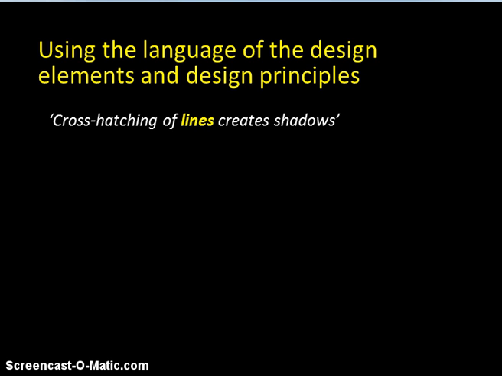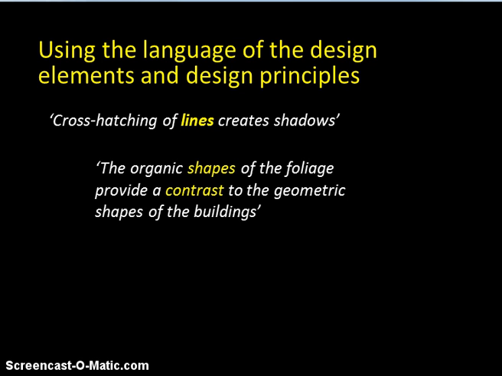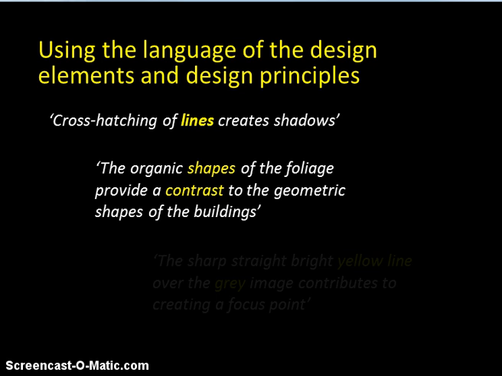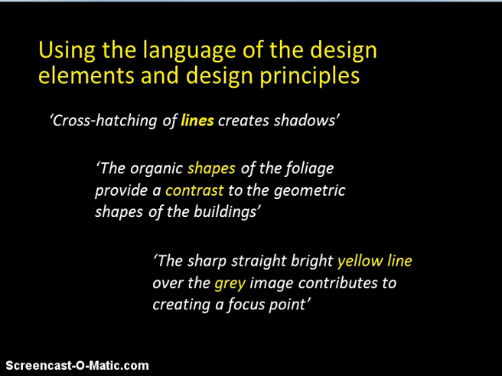Here's an example. Cross-hatching of lines creates shadows. The organic shapes of the foliage provide a contrast to the geometric shapes of the building, and I've highlighted the design elements or design principles here. The sharp, straight, bright yellow line over the grey image contributes to creating a focus point.